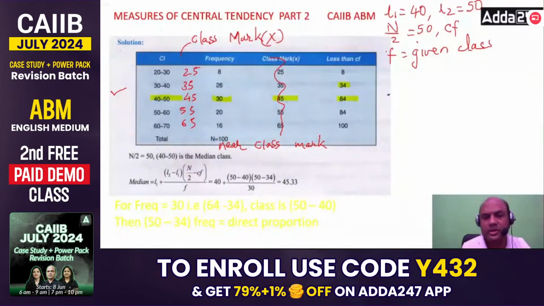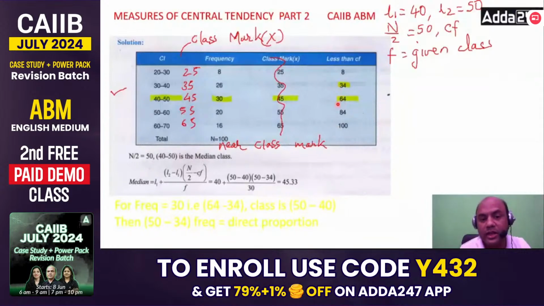Frequency and cumulative frequency. Frequency is 8, 26, 30, 20, 16. Cumulative is what? Addition. 8 equals 8. The first one is always the same. The second one is addition: 8 plus 26 is 34. 34 plus 30 is 64. 64 plus 20 is 84. 84 plus 16 is 100.